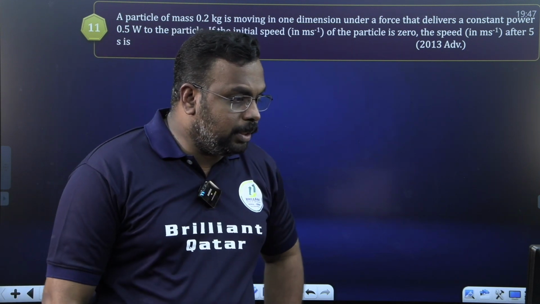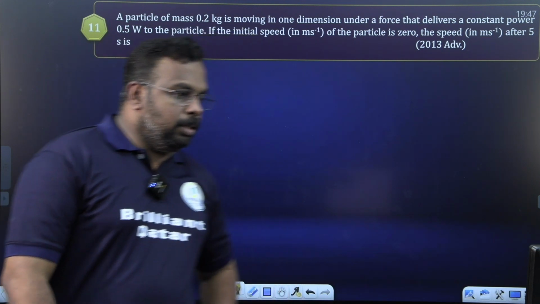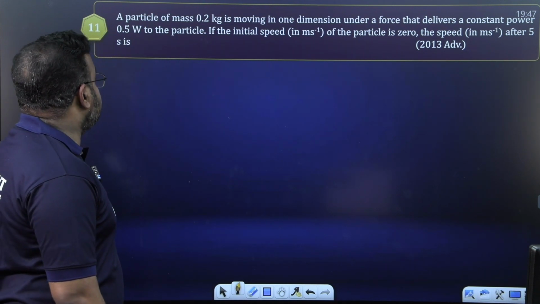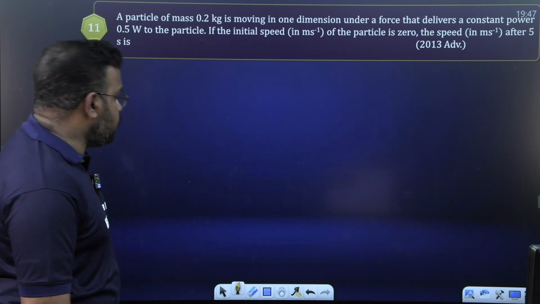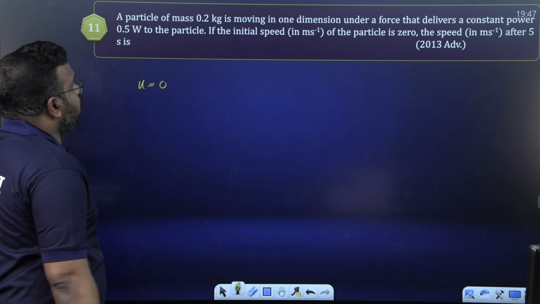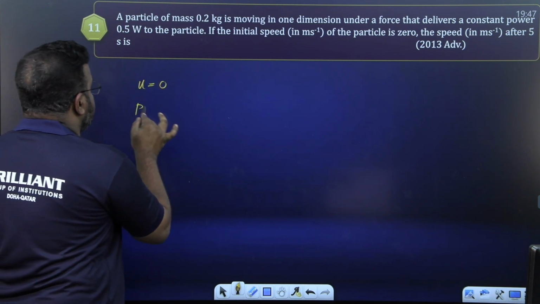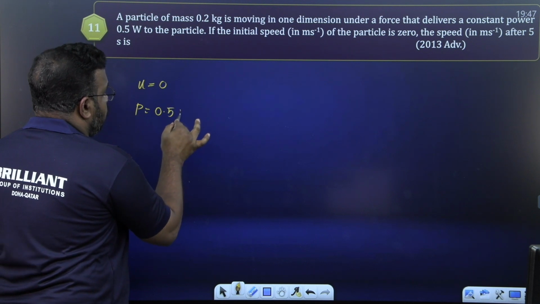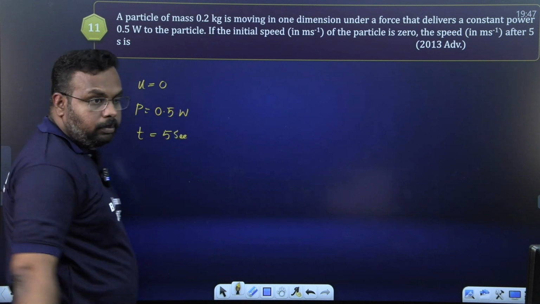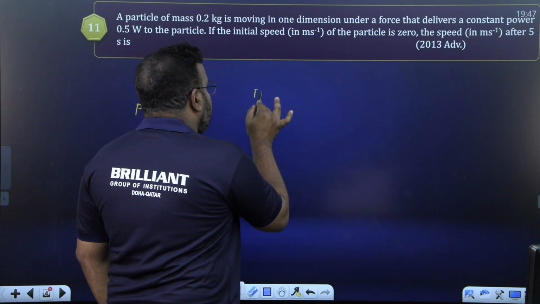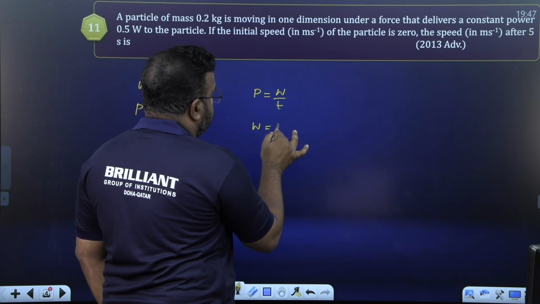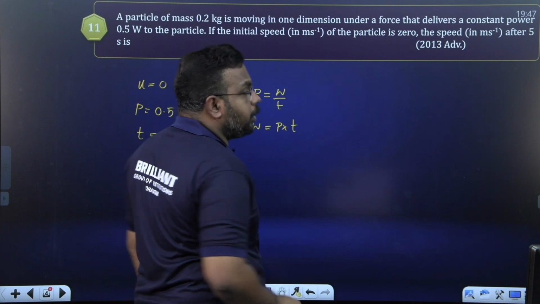Can I go to the answer? This is very simple actually. A particle of mass 0.2 kilogram is moving in one dimension under a force that delivers a constant power. If the initial speed is 0, so u is equal to 0, what is the final velocity? Power is given: power is equal to 0.5 watt. Time is given, 5 seconds. You know that power is equal to work by time, so work is equal to power into time.